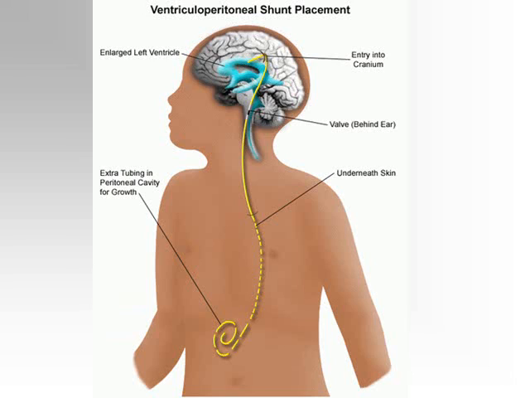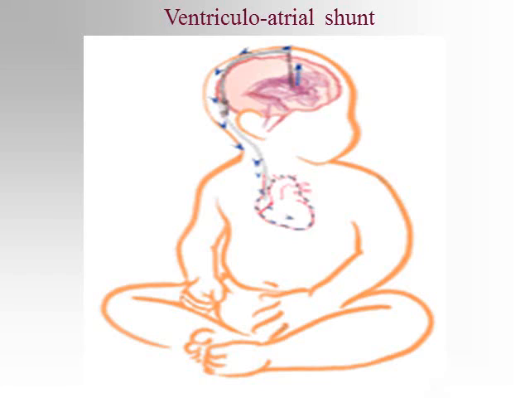Okay, so here is a VP shunt. You can see that it's inserted into the ventricle and then kind of goes behind the ear, underneath the skin, and then goes into the abdomen, and that's where it drains the extra CSF. So basically, if someone has hydrocephalus, it is a way to drain that extra fluid off of the brain. And here's a little animation showing a ventriculoatrial shunt and the direction it takes through the body.